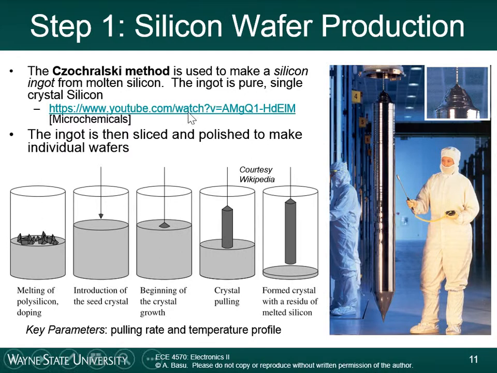This process is called the Czochralski method, and it is a very important process because without single crystal silicon, we wouldn't be able to get the repeatable properties that we need for reliable semiconductor devices.